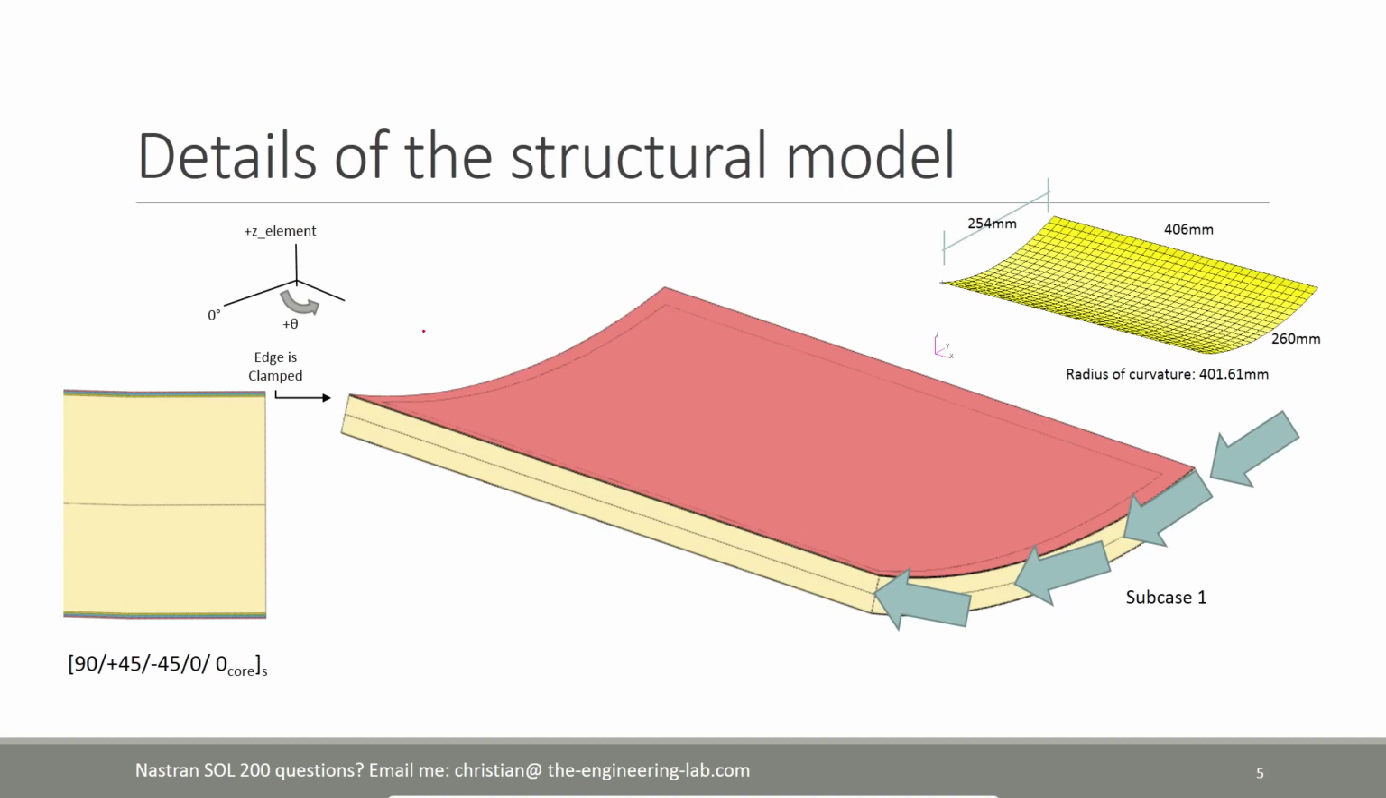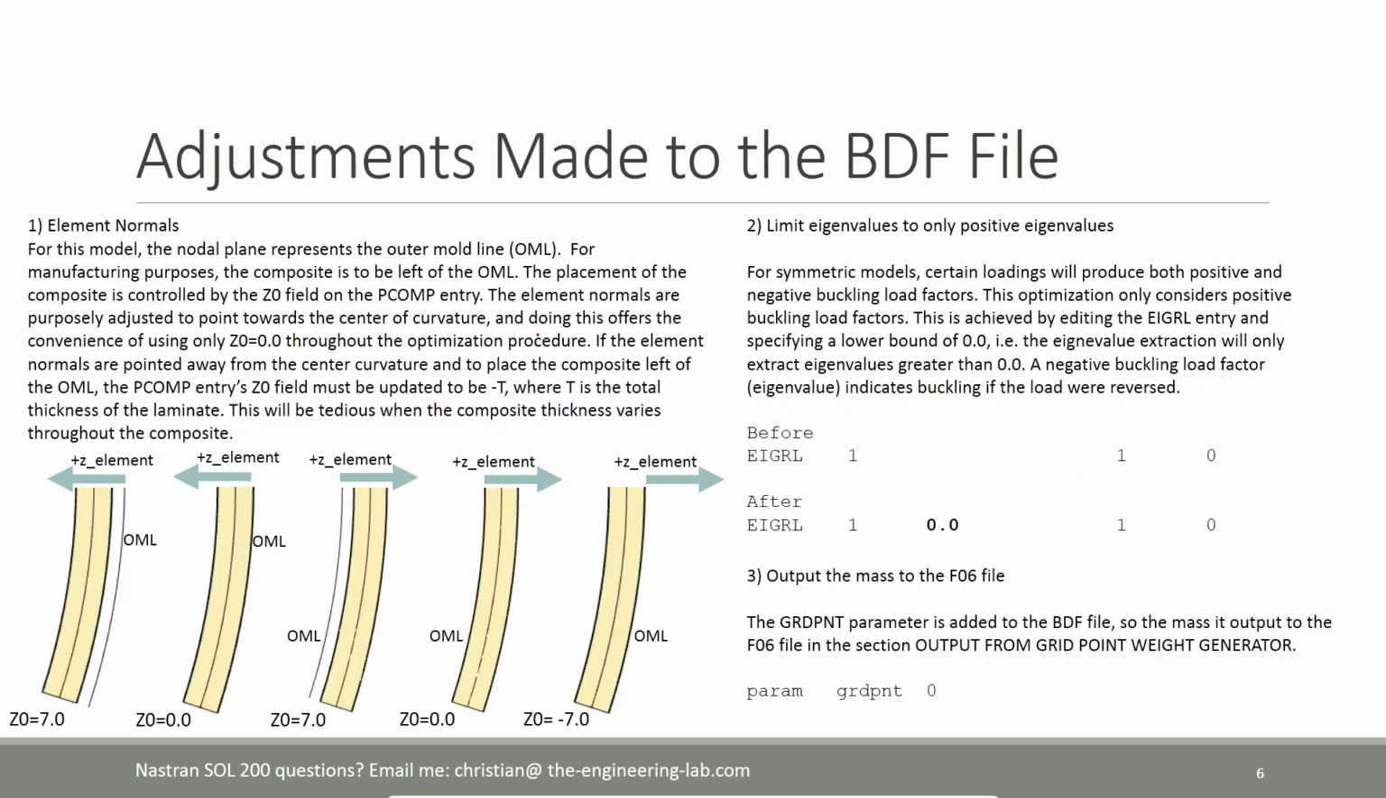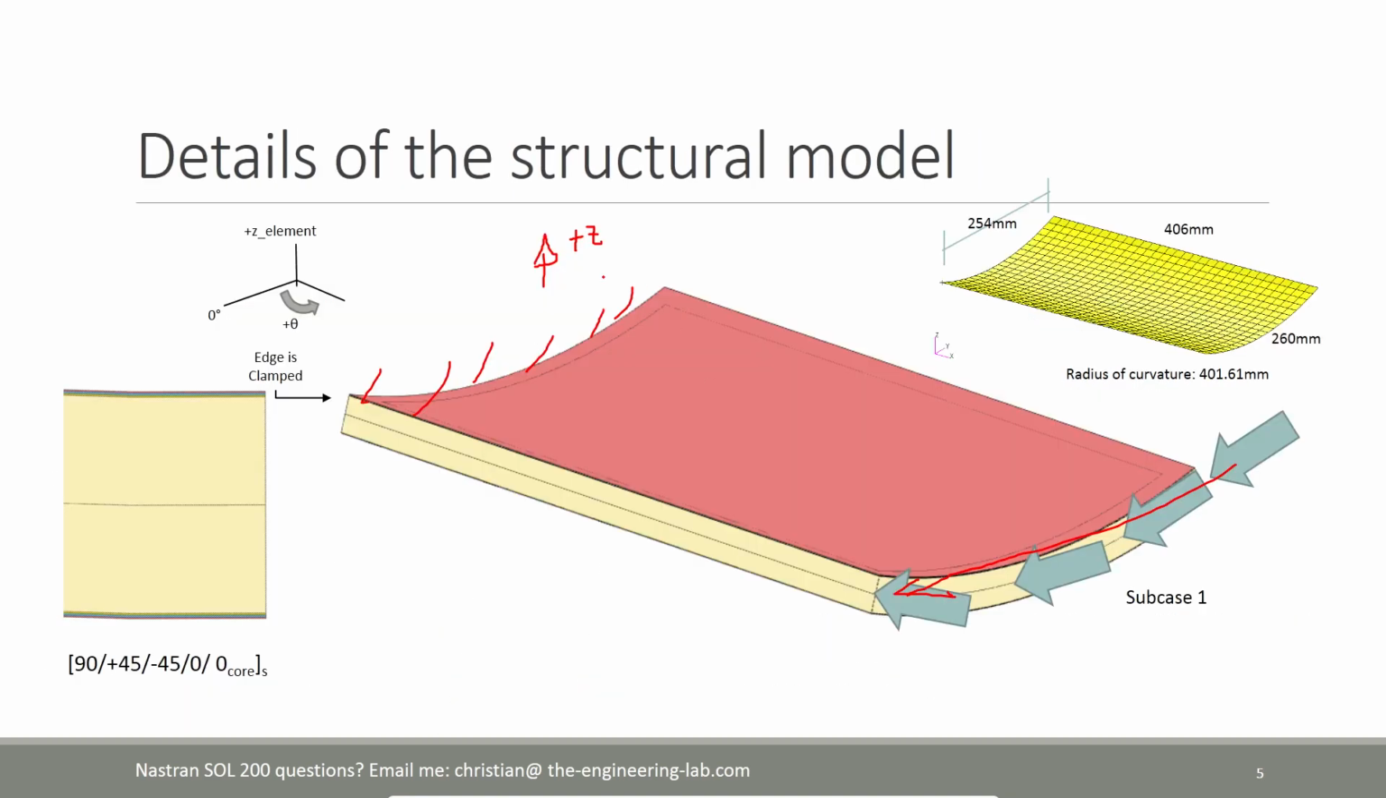Now, for this model, we're going to clamp the composite panel on this edge, and then we're going to have a load applied on the opposing edge. One thing I've done in this example is the following. Number 1, the element normals are going to be pointing in this direction. The next slide has a long explanation on why the element normals are purposely pointed in this direction, so I'll leave it up to you to read that description.